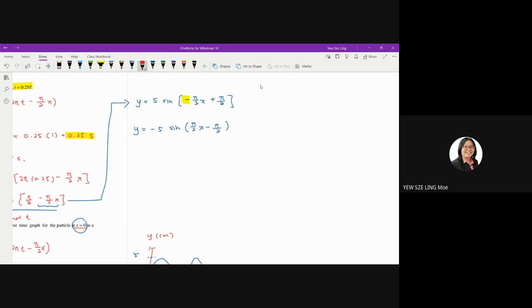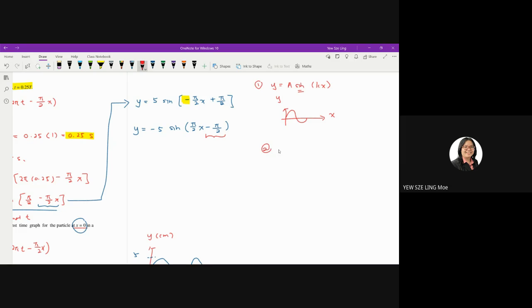We will split it into 3 steps. Step number 1. Let's say you have y equals a sine kx. This is an example. I'm going to assume without this part first, which is actually your initial phase angle. Let's assume we don't have this part yet. So we have y equals a sine kx. This is a sine function, so the general shape would be like this. This is the general shape of y against x.